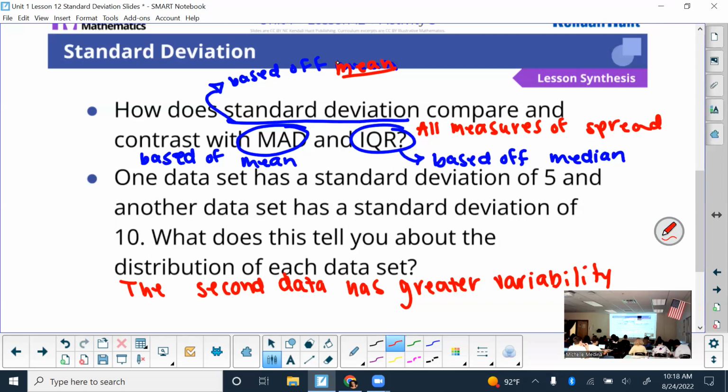All right, and this one already has the answer revealed, but hopefully you could tell me the answer without having to look at the answer. If I have a data set with a standard deviation of 5 and another with a standard deviation of 10, what does that tell you about the distribution of each data set? Which one has greater variability? The second one, because the standard deviation was higher than the first one. Right, so it's easier, in my opinion, to compare numbers than it is to compare shapes, which was what we did yesterday.